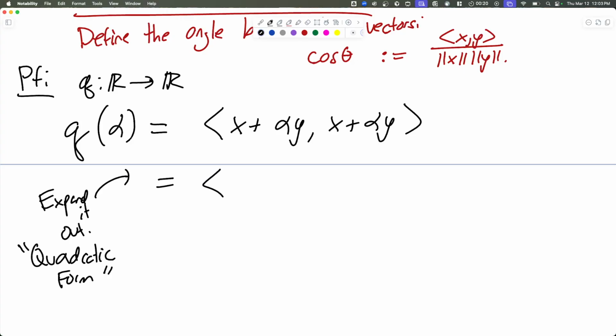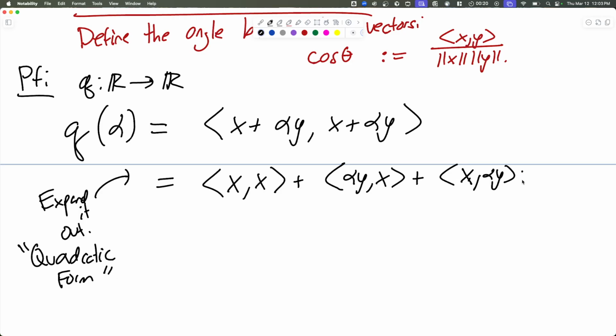It really is just like FOIL when you're in grade 5, right? First, outside, inside, last. First with first, x times x. First with outside, x and y. I don't actually know how FOIL works. But if you do the inside-outside thing, what will you get? You'll get x with x plus alpha y with x plus x with alpha y plus alpha y with alpha y.